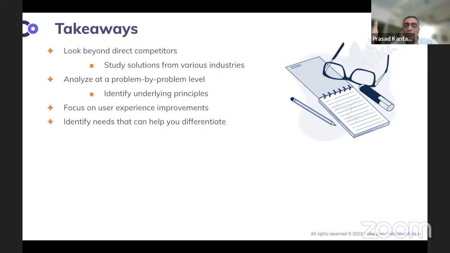So number one, look beyond direct competitors. Look at the problem. What problem are you trying to solve? Okay. The second one is understand it at a problem by problem level. Take each problem and say, what are the competitors? What are the principles underlying that problem and who are the competitors? Okay. How are you going to improve the experience? And then think about what are the needs that can help you differentiate? Okay. Simply copying your direct competitors is not going to differentiate you. You're going to die. Your product will die. Okay.